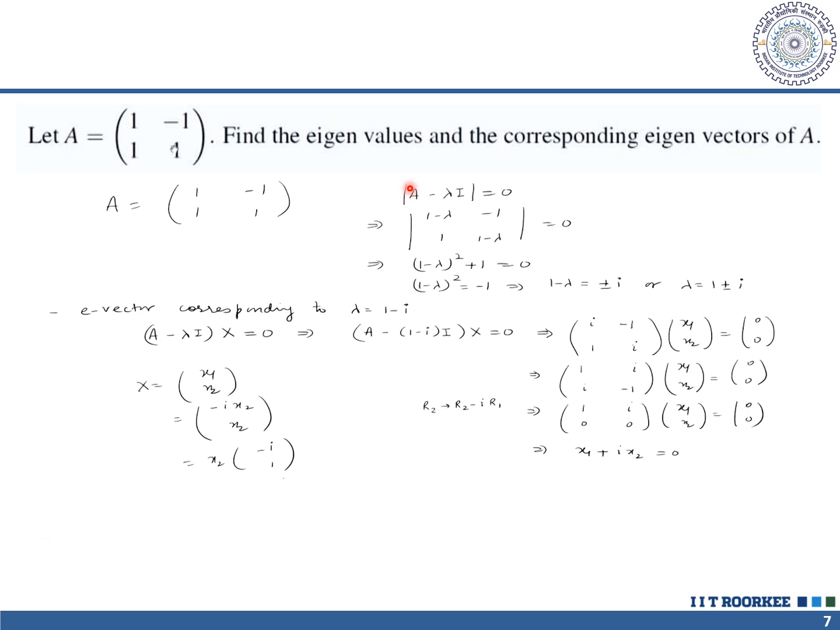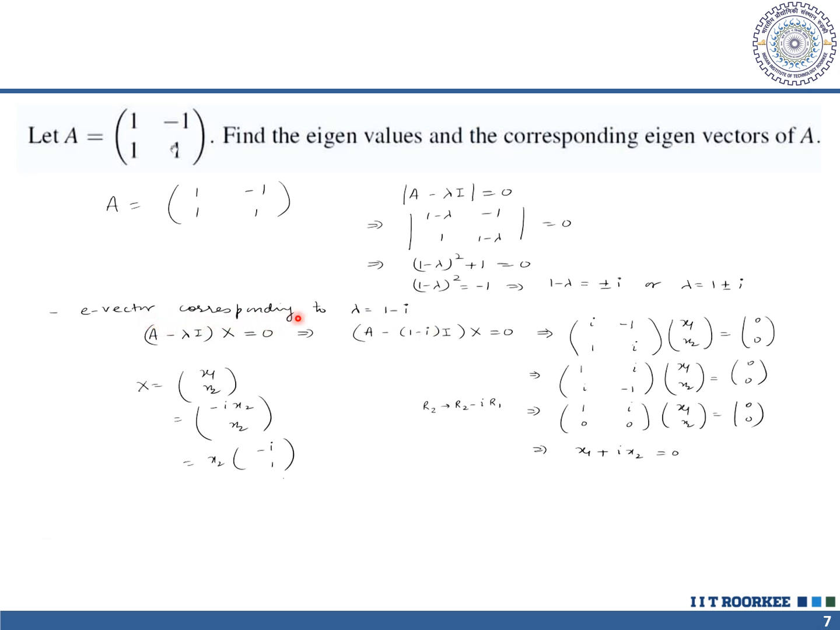To find the eigenvalues of the matrix A, we can find the determinant of A minus lambda I equal to 0. So the determinant of A minus lambda I, which subtracts the value lambda from the diagonal elements, is shown here. After solving this equation, we will get the eigenvalues as 1 plus i and 1 minus i. Now let's find the eigenvectors corresponding to 1 plus i and 1 minus i.